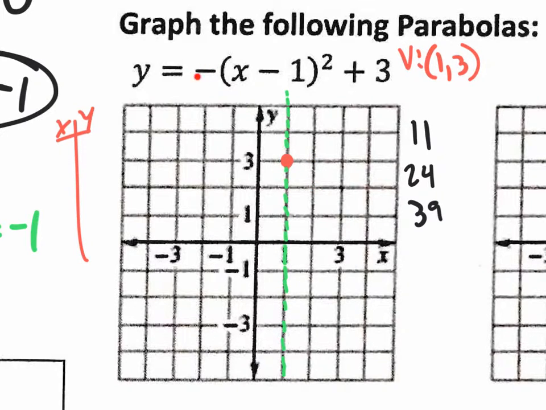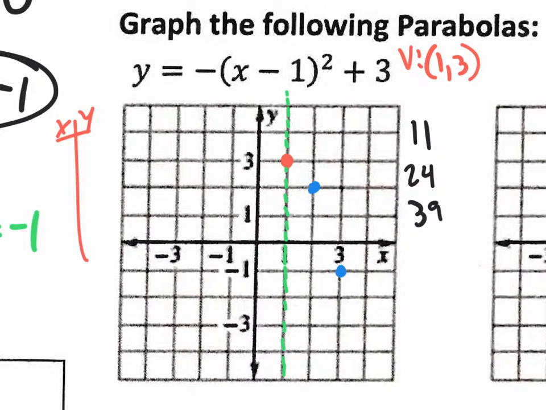Because the A value is negative. If it were positive, I'd be going up, but it's going down because it's negative. So 1 over, 1 down. Let's put a dot right there. Go back to the vertex. Let's go 2 over, 4 down. 1, 2, 3, 4. Let's put a dot right there.